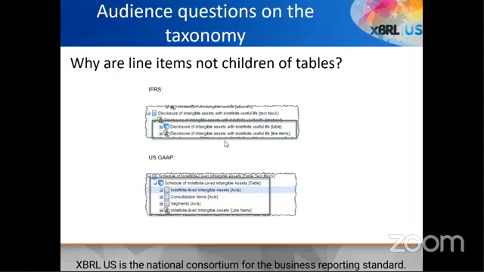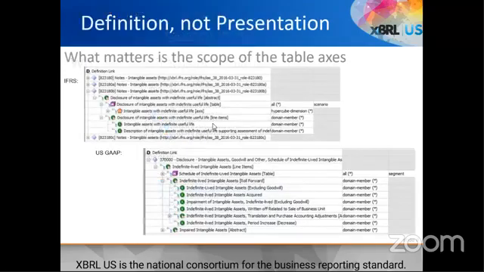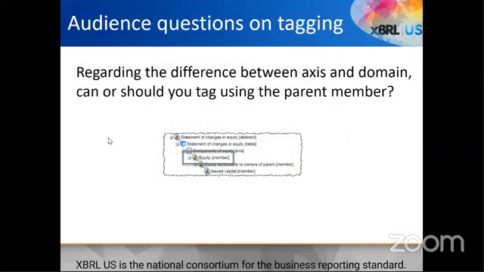Next slide, Campbell. Okay, and so that's just the same picture again, showing here's what actually matters. Okay, next slide. There you go.